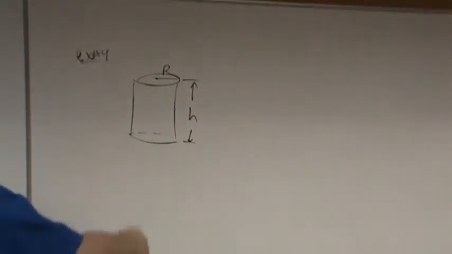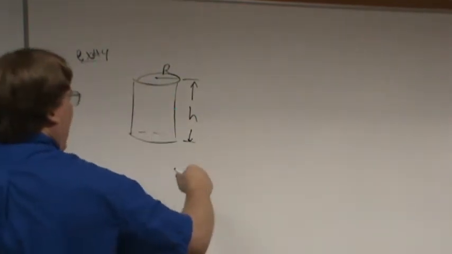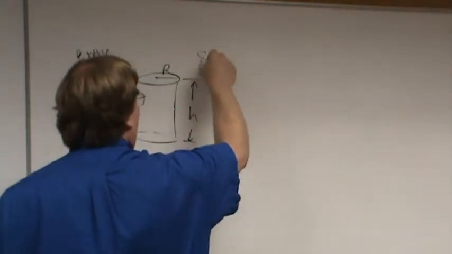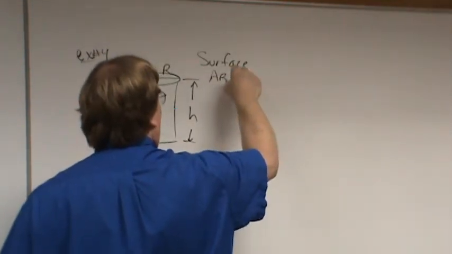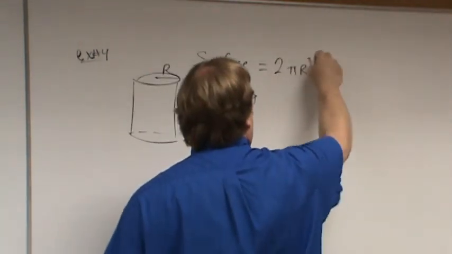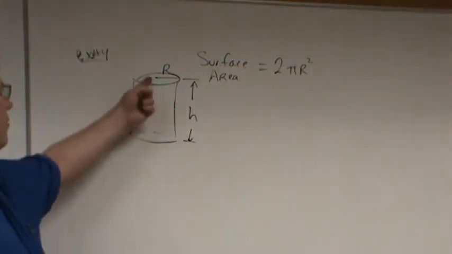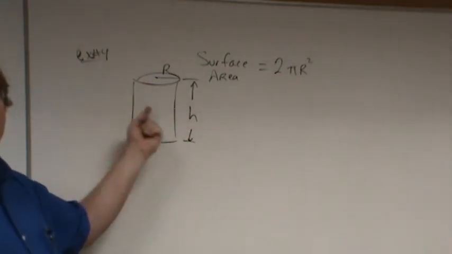And so I've got 2 circles plus the label. And so that amount of aluminum, which by the way we call surface area, the surface area of the can is going to be the area of 2 of those circles, 2 pi r squared. That's the 2 circles, plus the area of the label.